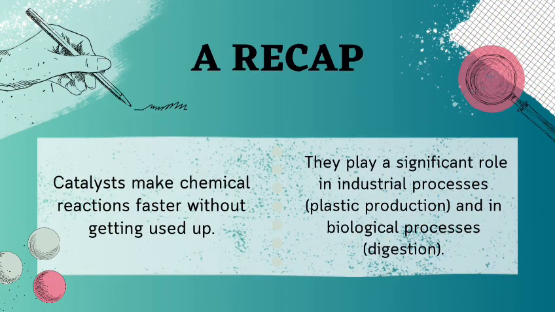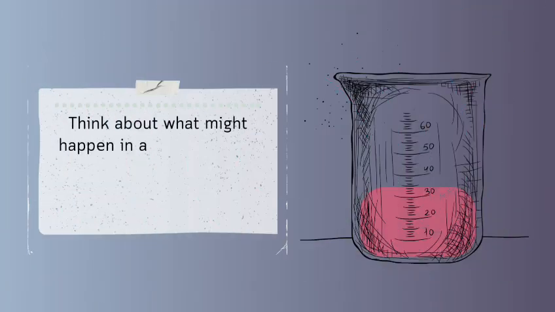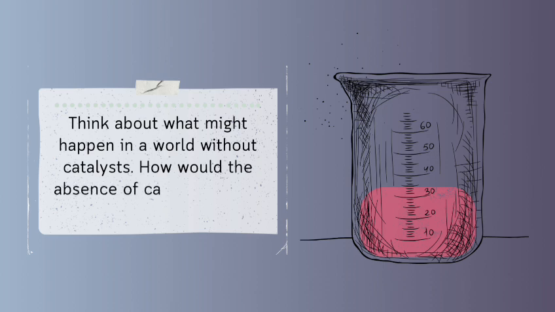Here is a recap of what we studied. Catalysts make chemical reactions faster without getting used up. They play a significant role in industrial processes such as plastic production and in biological processes such as digestion in the form of enzymes. Think about what might happen in a world without catalysts.